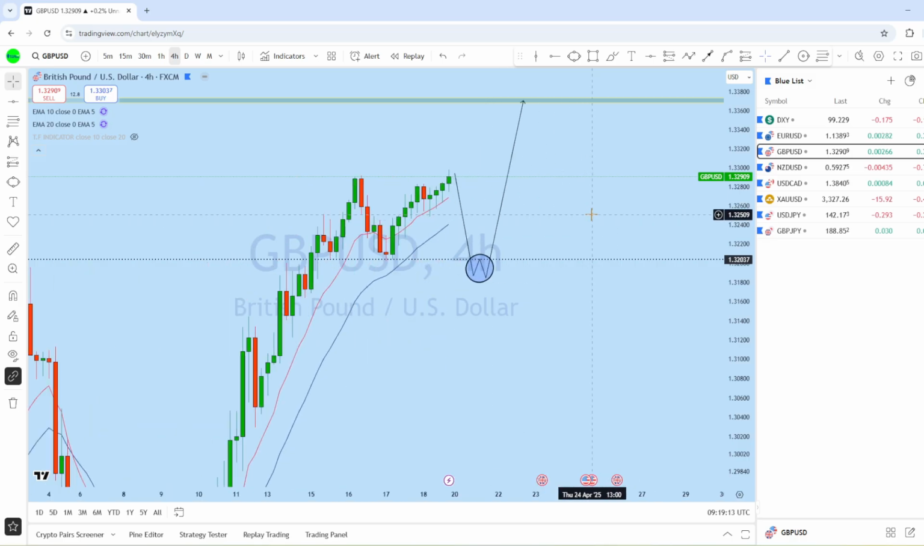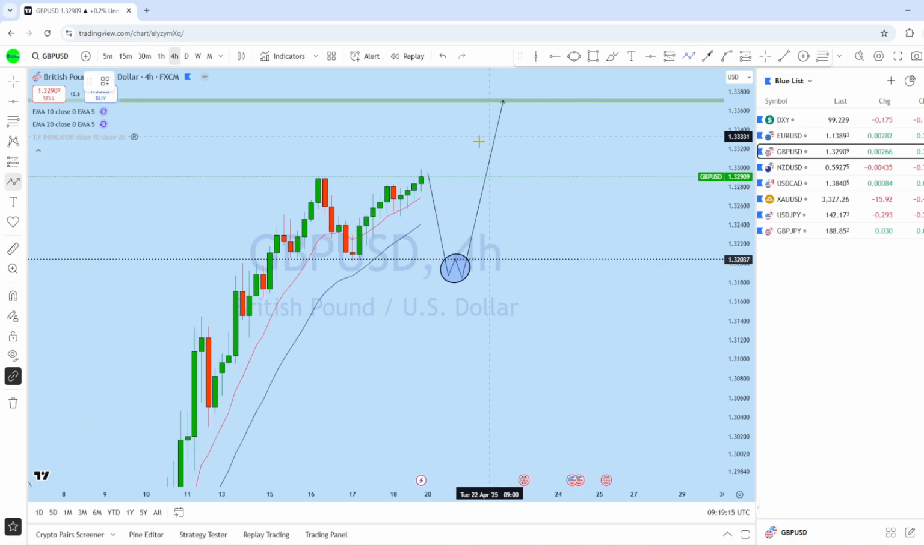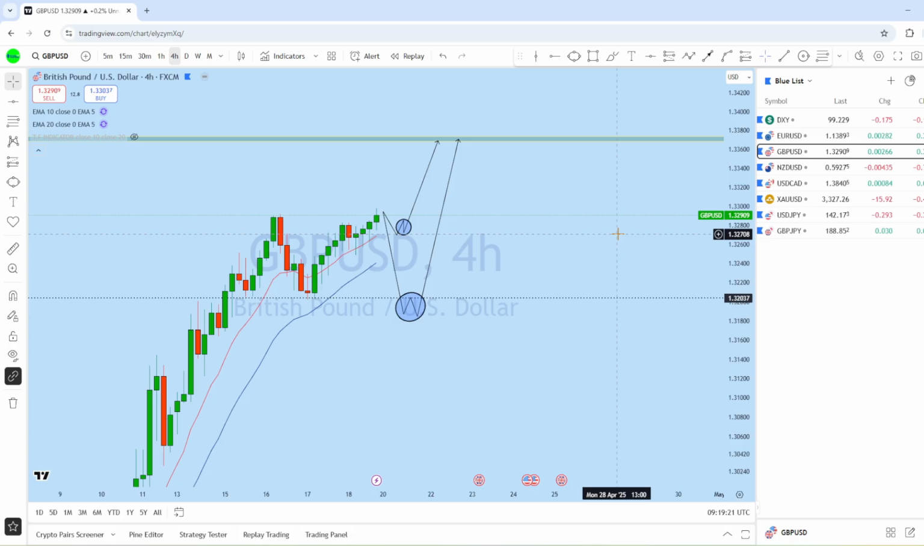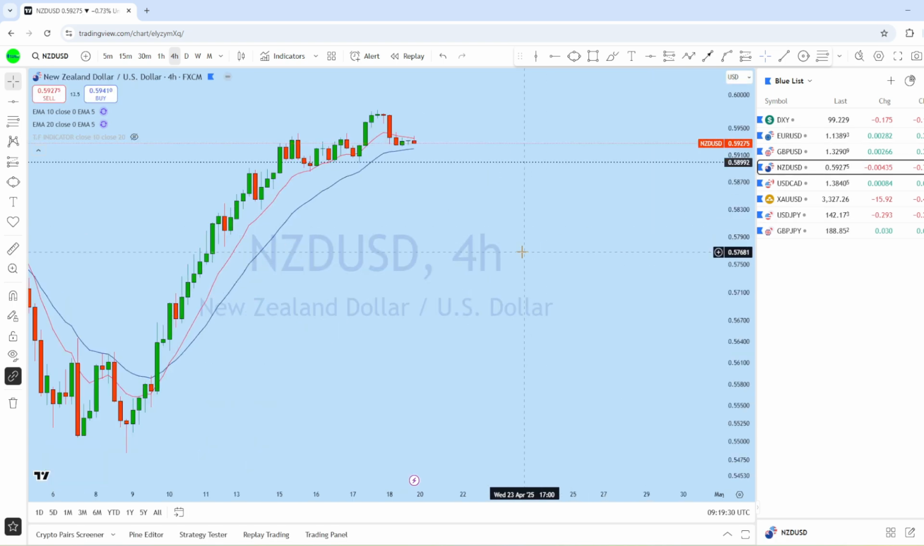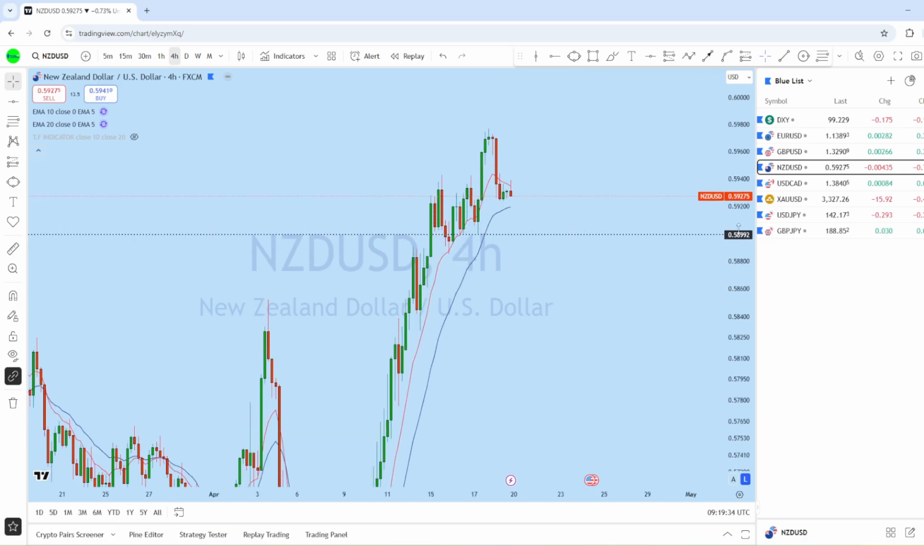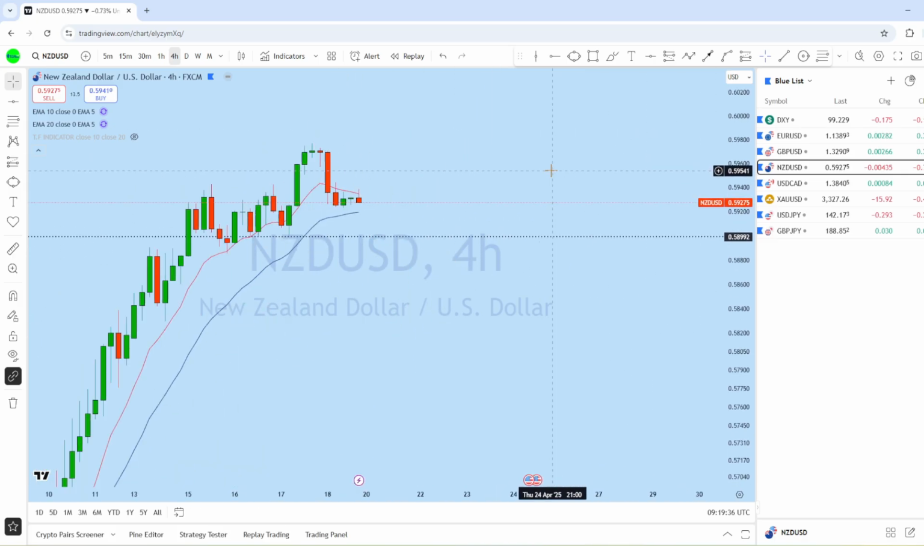This is one scenario. The other scenario, we could see on GBPUSD the market potentially test and then revert from that zone. As soon as you find a suitable entry on British pound US dollar, we will be looking for going long with a high probability trade setup. Now let's look at NZDUSD. Let's see what kind of trading opportunity we have in this market.